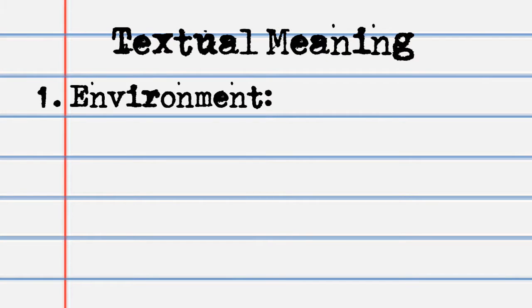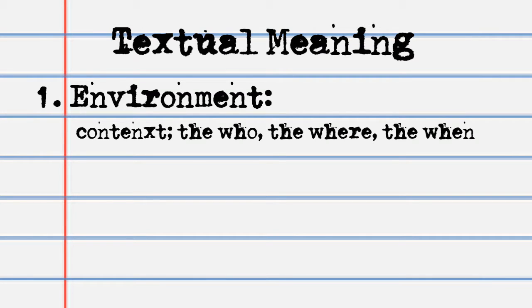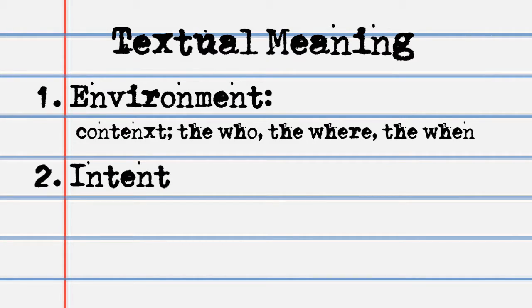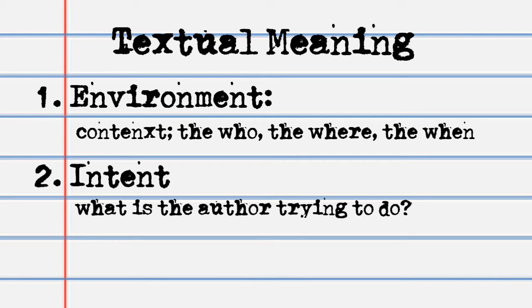meaning of the text. Now, they can figure out the textual meaning if they can find out its four main components. The first one is the environment. So the students have to establish for themselves the context of the text, who it talks about, where, when. Then after that, they move to the intent. Why is the author saying what he's saying? What is the author trying to convince the reader of? Is he informing the reader? Is he trying to persuade the reader?